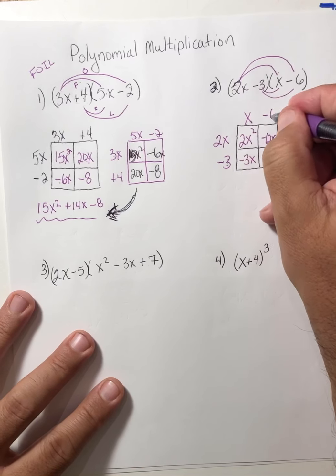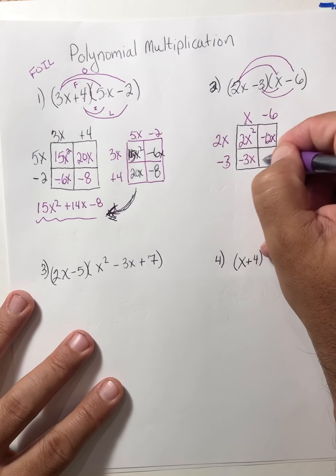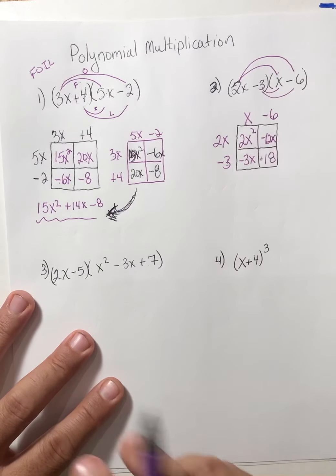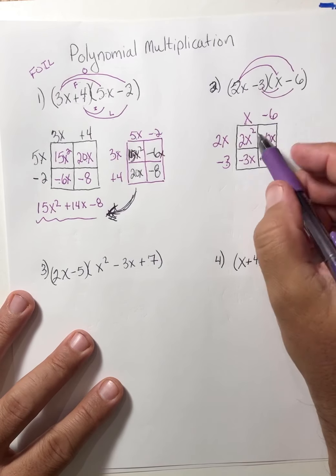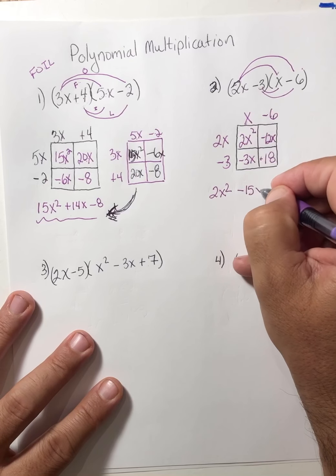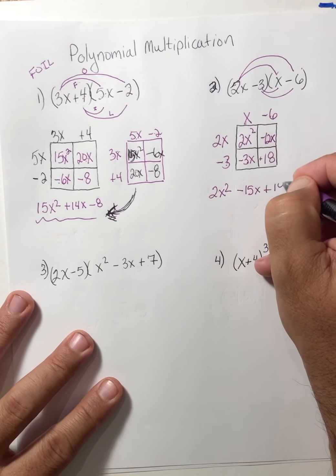Negative 3 times the negative 6 is a positive 18. I'm just going to put 18 down. If you want to put the plus sign there, you can. It does not matter. Okay, now we just collect the likes. Nothing to combine. 2x squared. Negative 3 and negative 12 is a minus 15x, and we're left with a plus 18.